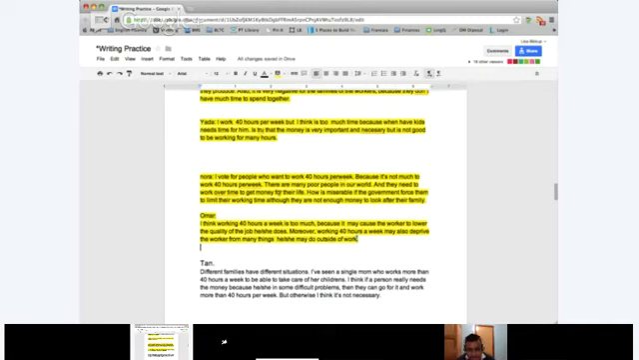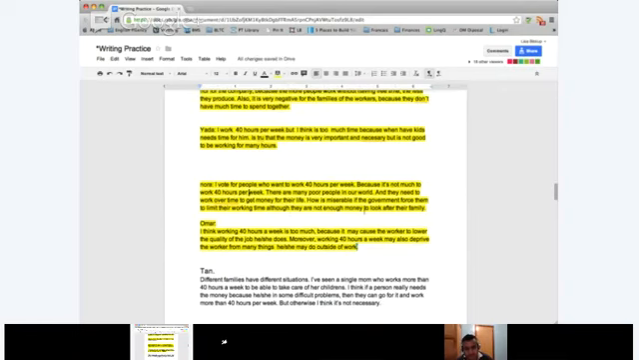Okay, I vote for people who want to work 40 hours per week because it's not much to work 40 hours per week. There are many poor people in our world and they need to work overtime to get money for their life. How is it miserable if the government forces them to limit their working time, although there are not much then there are not enough money to look after their family?